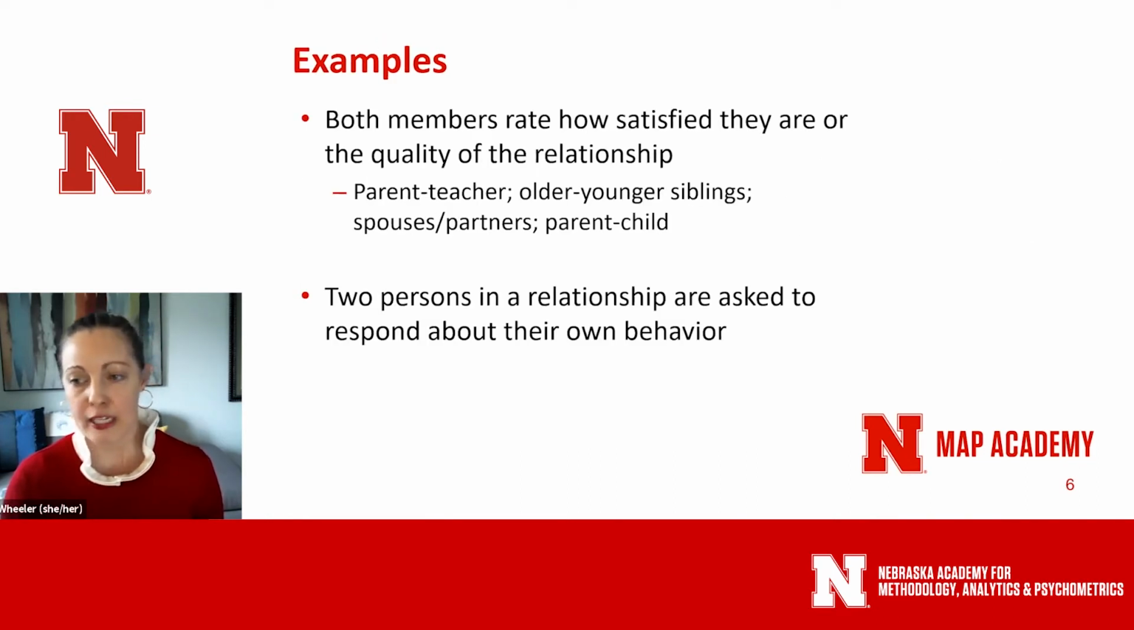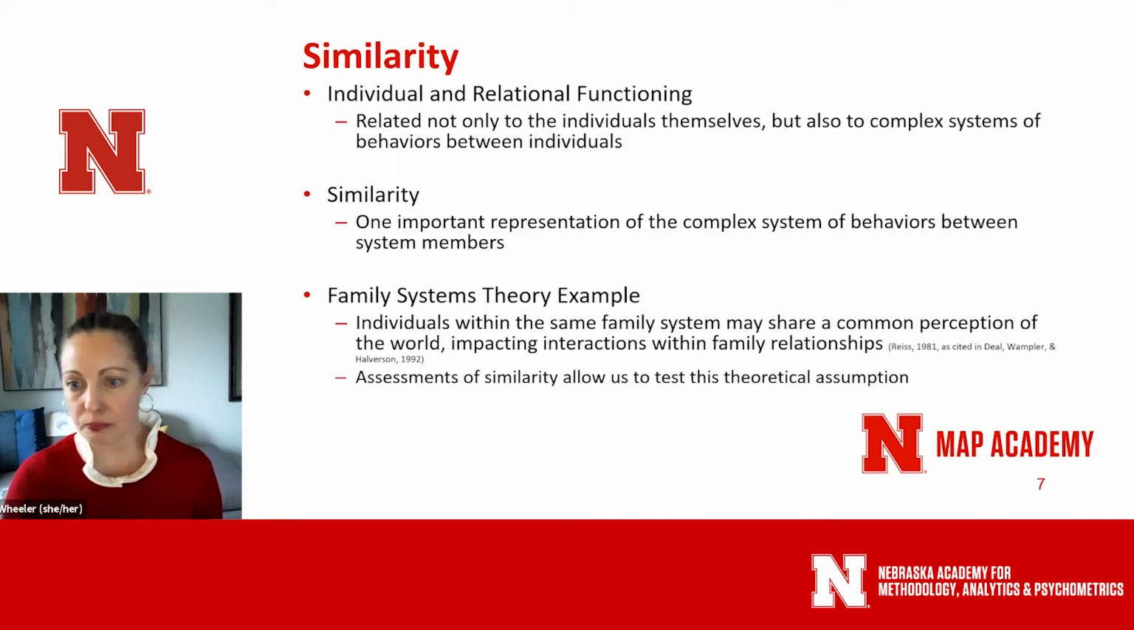To make this concrete, here are a few examples of dyadic data. Both members in a relationship rate how satisfied they are or the quality of the relationship, providing perspectives from both members in the unit. Alternatively, two persons rate themselves on an outcome, target, or behavior. This can provide information about individual level and dyad level processes or mechanisms within that relational unit.